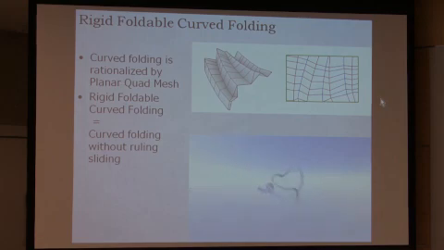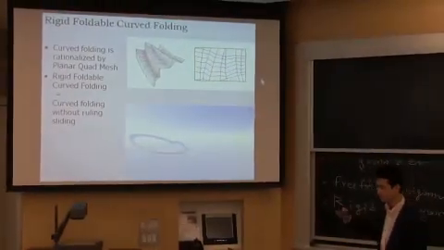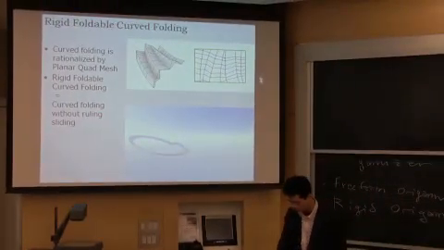Well, you can apply this to something like curve folding. It's rigid foldable curve folding. This is kind of contradictory, but we can rationalize curve folding into a quadrilateral mesh. Then you can produce 1 degree of freedom motion like that.